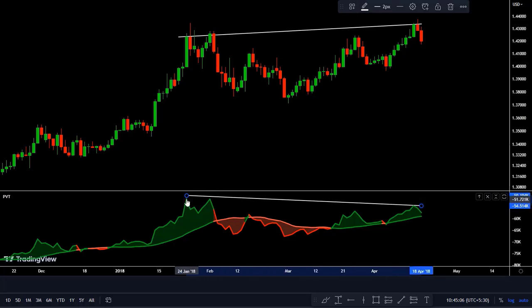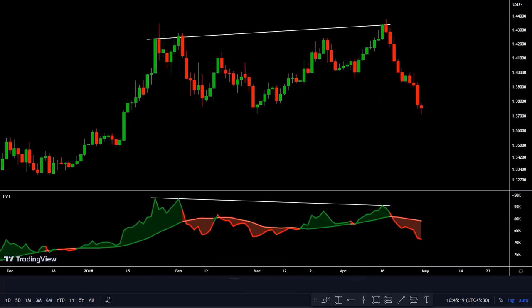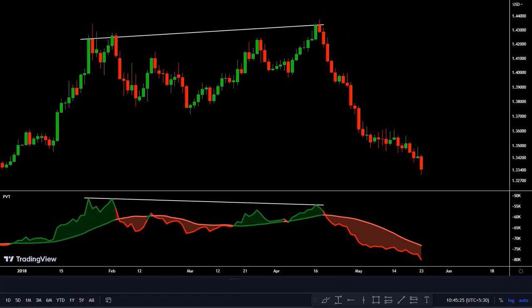This means that the buying pressure is decreasing while the price is still rising. This divergence makes it likely that the price will make a bearish correction. As you can see, after the bearish divergence formed, the price indeed headed in the downward direction.